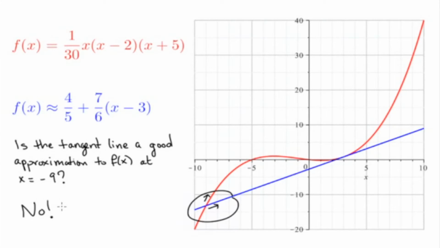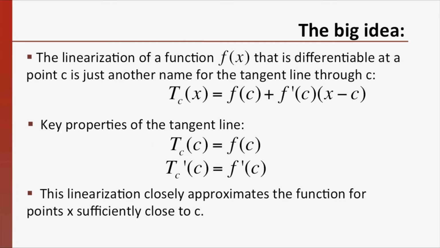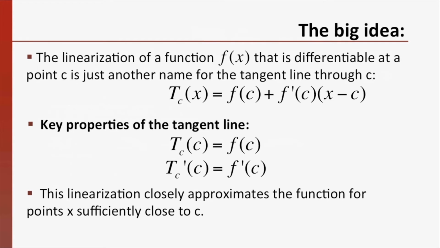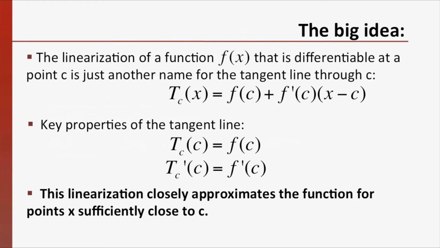This property is extremely important in applications. No measurement or observed quantity is ever given exactly. The linearization of a function that is differentiable at x equals c is just another name for the tangent line through c. The key properties of this tangent line are that it shares the same value as the function and the same first derivative of the function at x equals c. And we've seen through both graphical intuition and the definition of the derivative that this linearization closely approximates the function for points x sufficiently close to c.